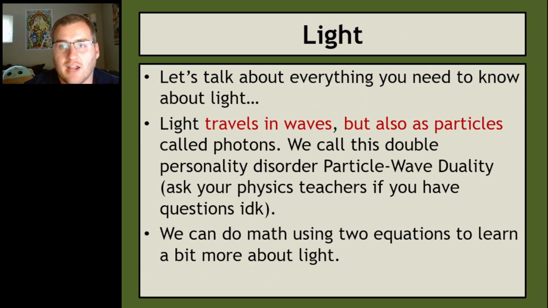Light. Let's talk about everything you need to know about light. Light travels in waves, but also particles, called photons. We call this double personality disorder particle wave duality. Ask your physics teacher if you have more questions. It's not really our wheelhouse here.